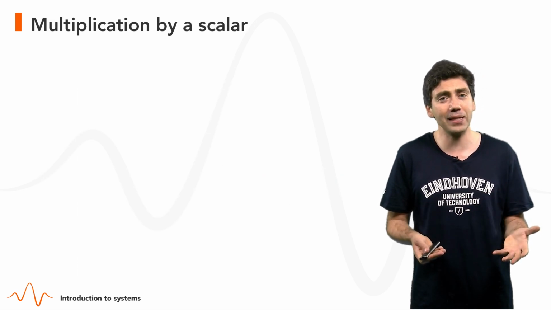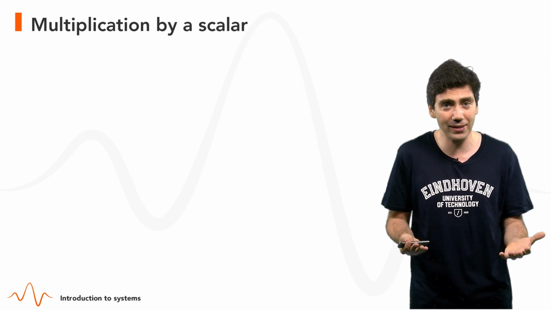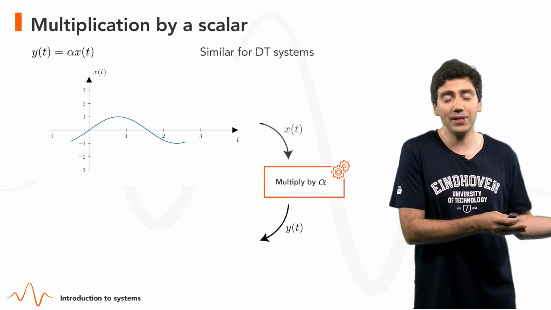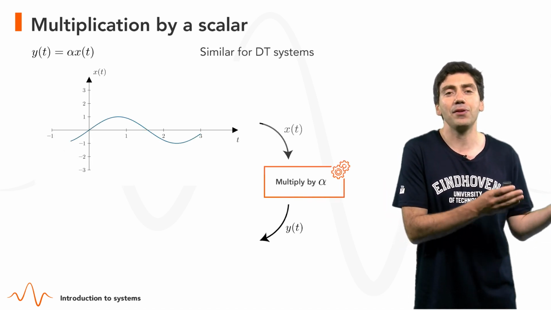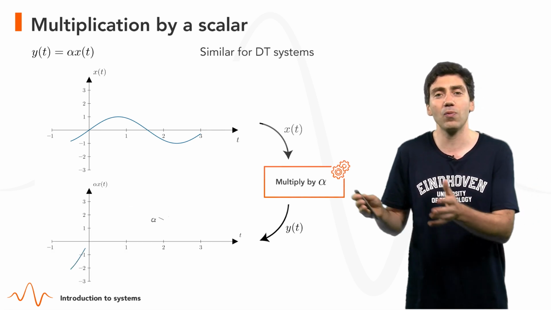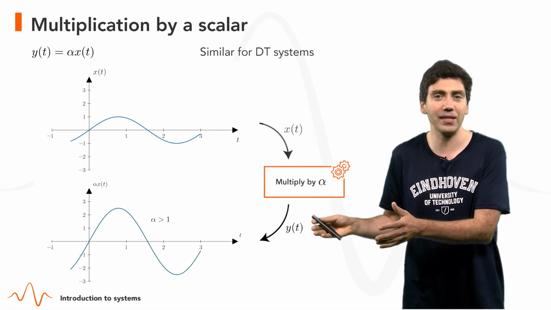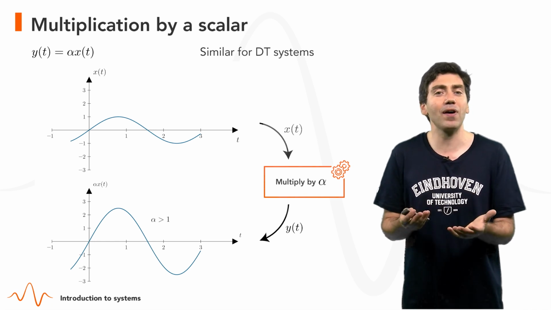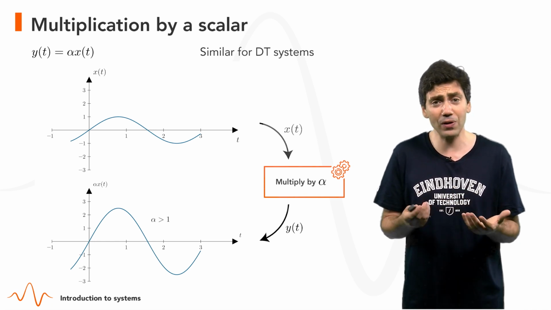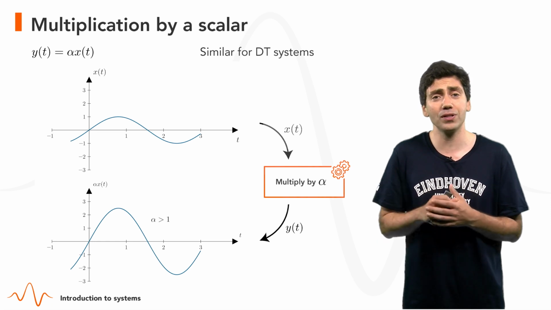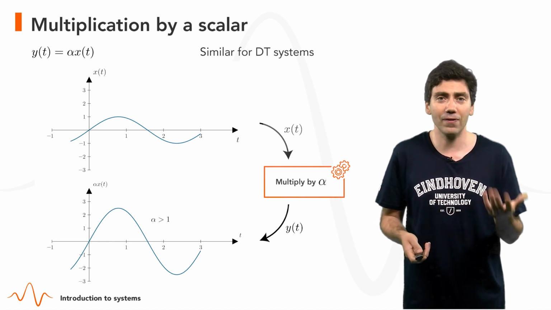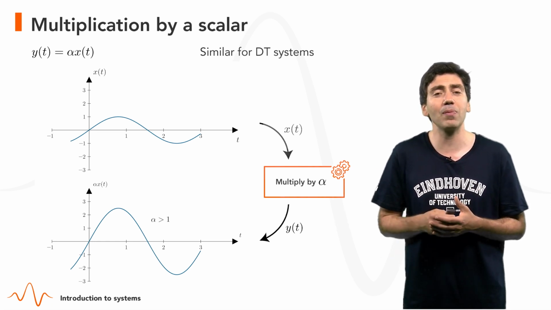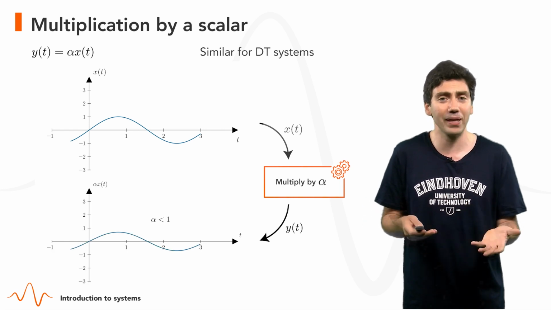Let's look at a few examples. For instance, multiplication by a scalar. You have an input in continuous time x of t, and you multiply that by alpha, you get y of t equals alpha times x of t. It's a very simple transformation and can model, for instance, an amplifier that we can use to amplify our voice or make it lower. If alpha is larger than 1, we amplify. If alpha is less than 1, we make it lower.